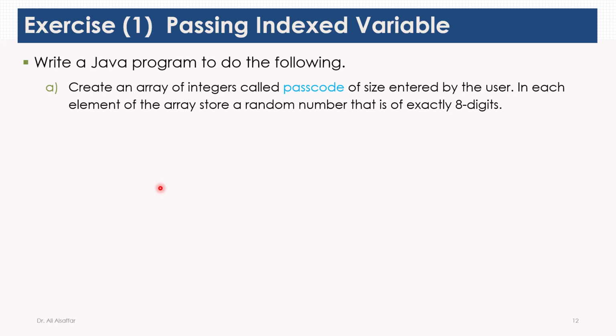This exercise consists of two parts. In the first part, we want to create an array of integers called passcode of size entered by the user. In each element of the array, store a random number that is exactly 8 digits. So we know how to declare an array, and if we take the size from the user, and we already know how to generate random numbers of exactly 8 digits. Let us solve this part.